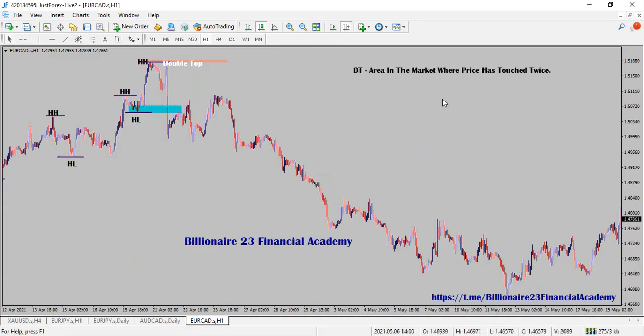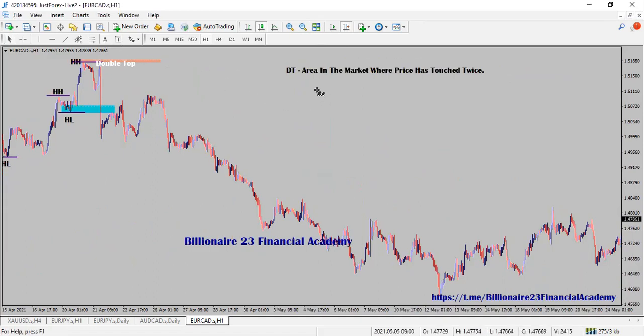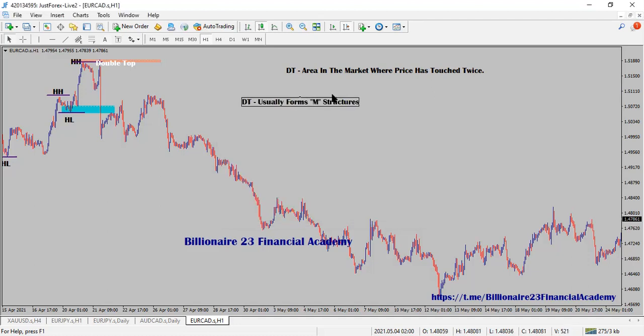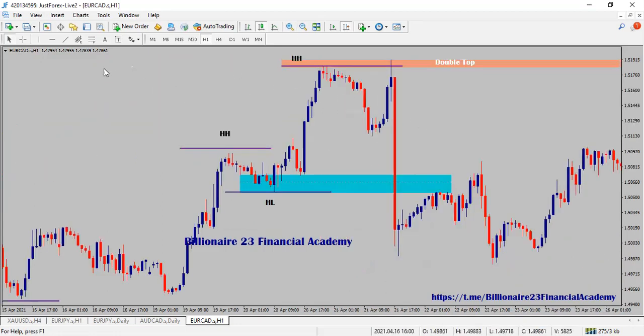And key note, double tops mostly come in the formation of an M. Double tops usually form M structures. Example.